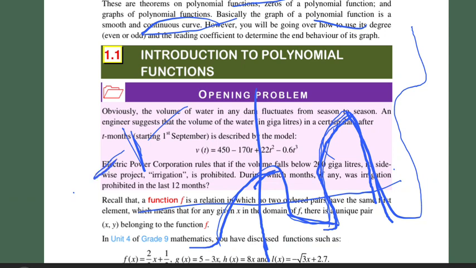Mine is jumping, there is a gap. Due to this the function is not a polynomial function. But this polynomial function is smooth and curved smoothly there.